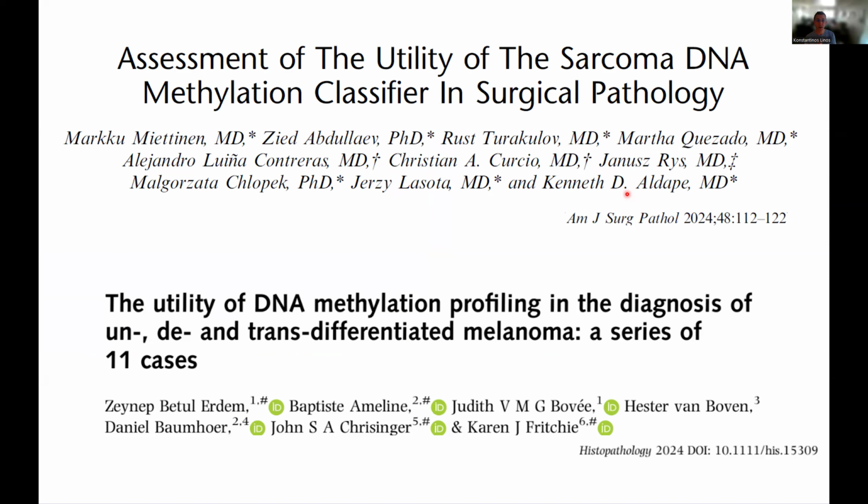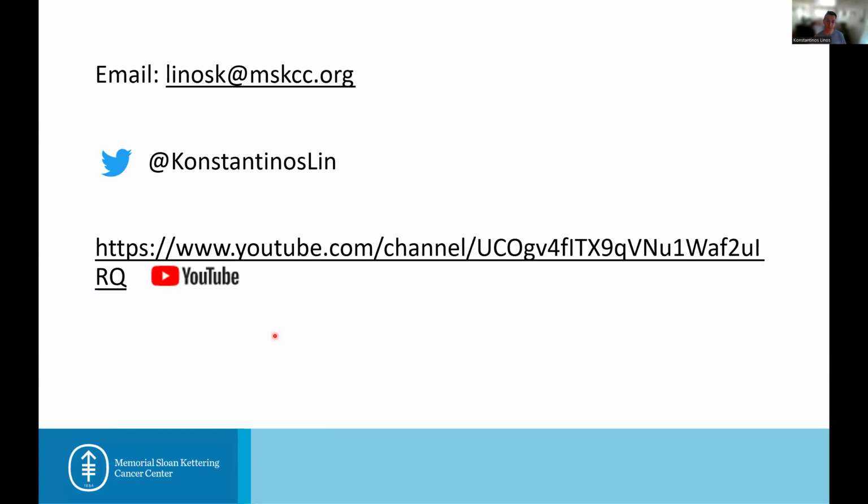Many people are working on how we can use methylation classifiers to classify sarcomas. For example, in dedifferentiated, transdifferentiated, or undifferentiated melanomas, many of these were called sarcomas because we had no way to prove that they were melanomas. Actually, there are promising, very strong data that the methylation profile works very well in these circumstances.